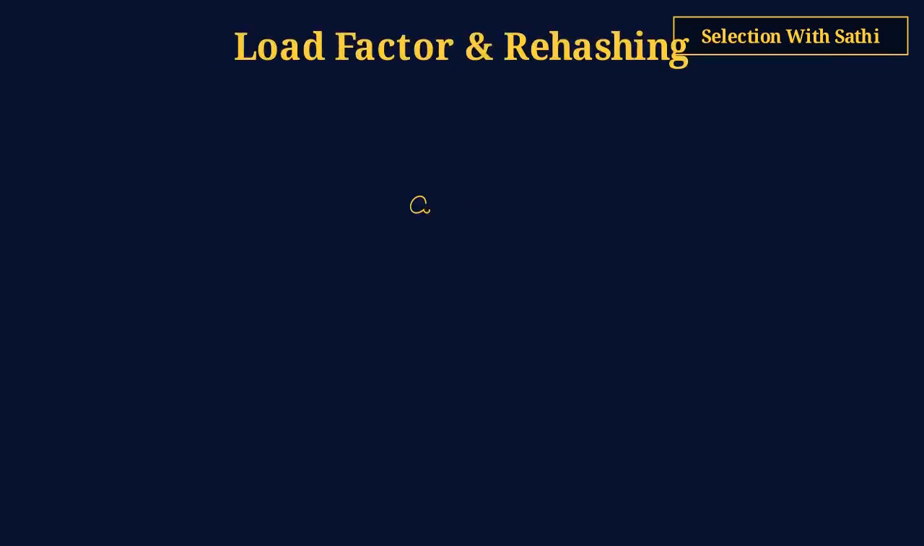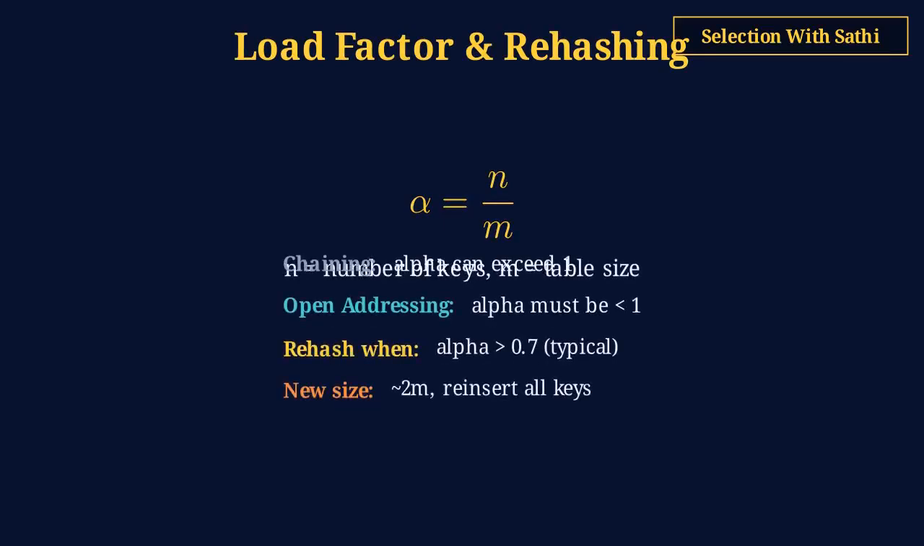The load factor alpha equals n divided by m, where n is the number of stored keys and m is the table size. For chaining, alpha can exceed 1, but performance degrades as chains grow longer. For open addressing, alpha must stay below 1. Typically, we rehash when alpha exceeds 0.7. Rehashing means creating a new table roughly double the size and reinserting all existing keys. This costs O(n) but happens infrequently, so the amortized cost per insert stays O(1).